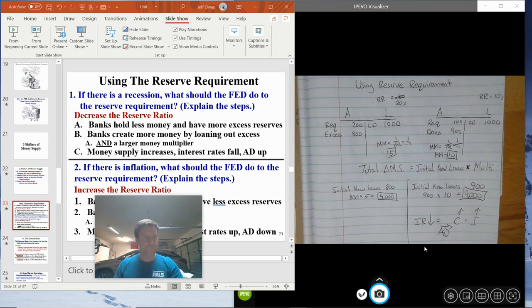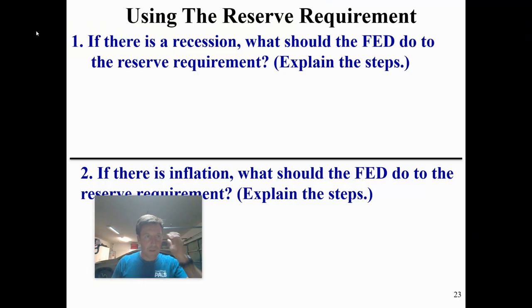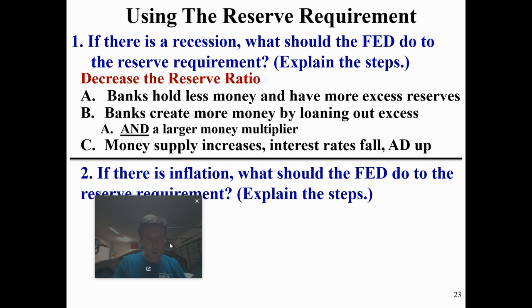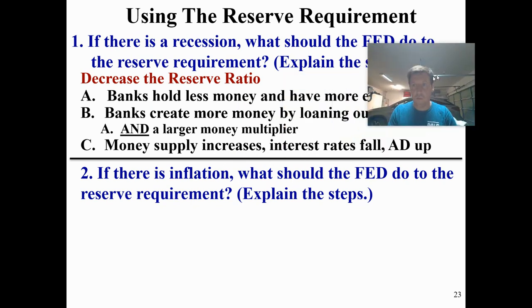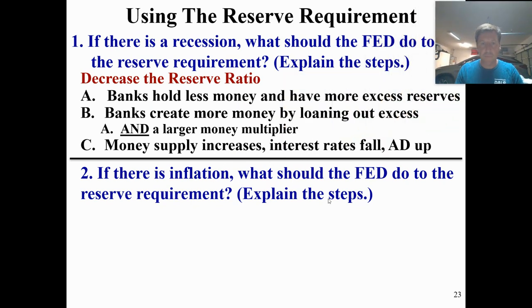Cool. I'm not going to do the math for the contractionary because I think we should be able to get it from here. So let's talk about it in the opposite. If there's inflation, if we're in an inflationary gap, well, we need a contractionary monetary policy. We need to decrease the money supply to increase the interest rates.